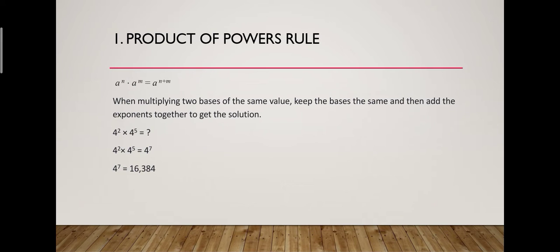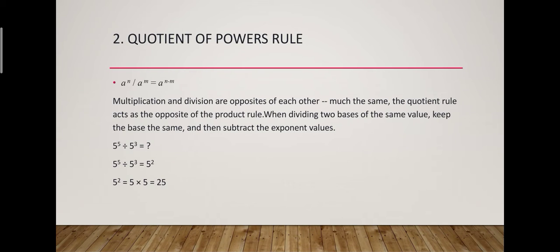Product of powers rule is in the form of a to the n times a to the m equals a to the power of n plus m. When multiplying two bases of the same value, keep the bases the same and then add the exponents together to get the solution. For example, 4 squared times 4 to the 5th equals 4 to the 7th, and 4 to the 7th is equal to 16,384.